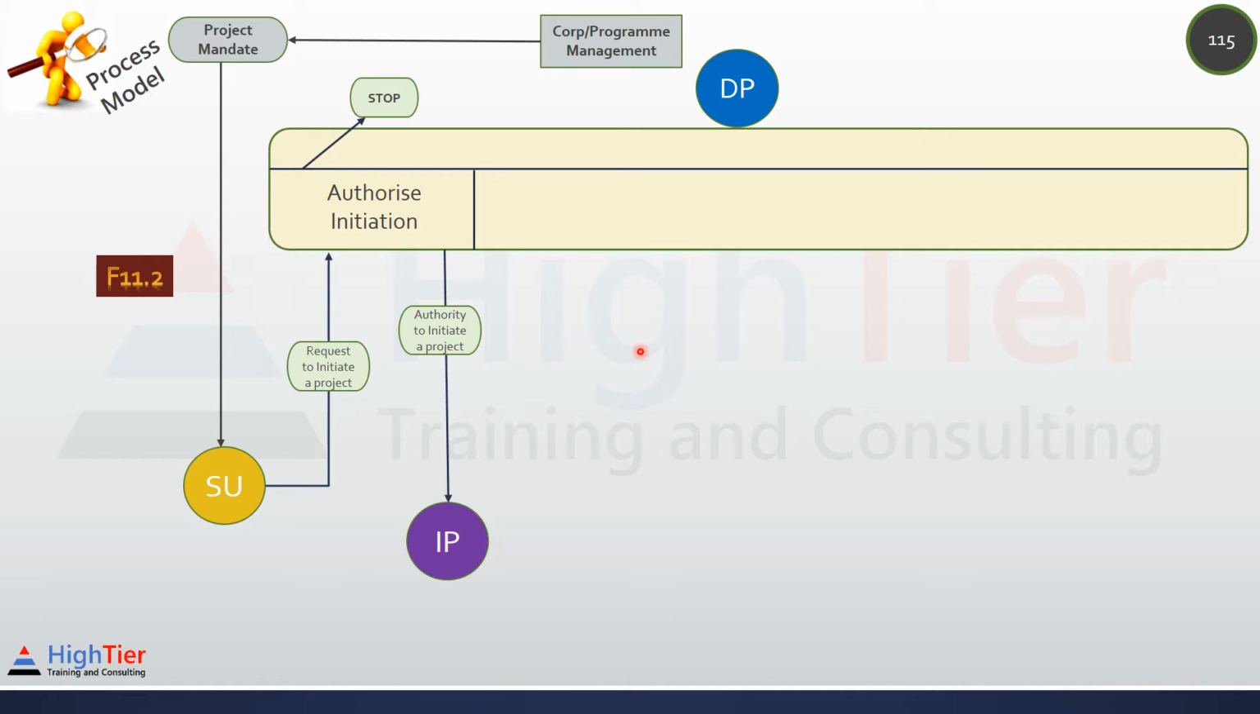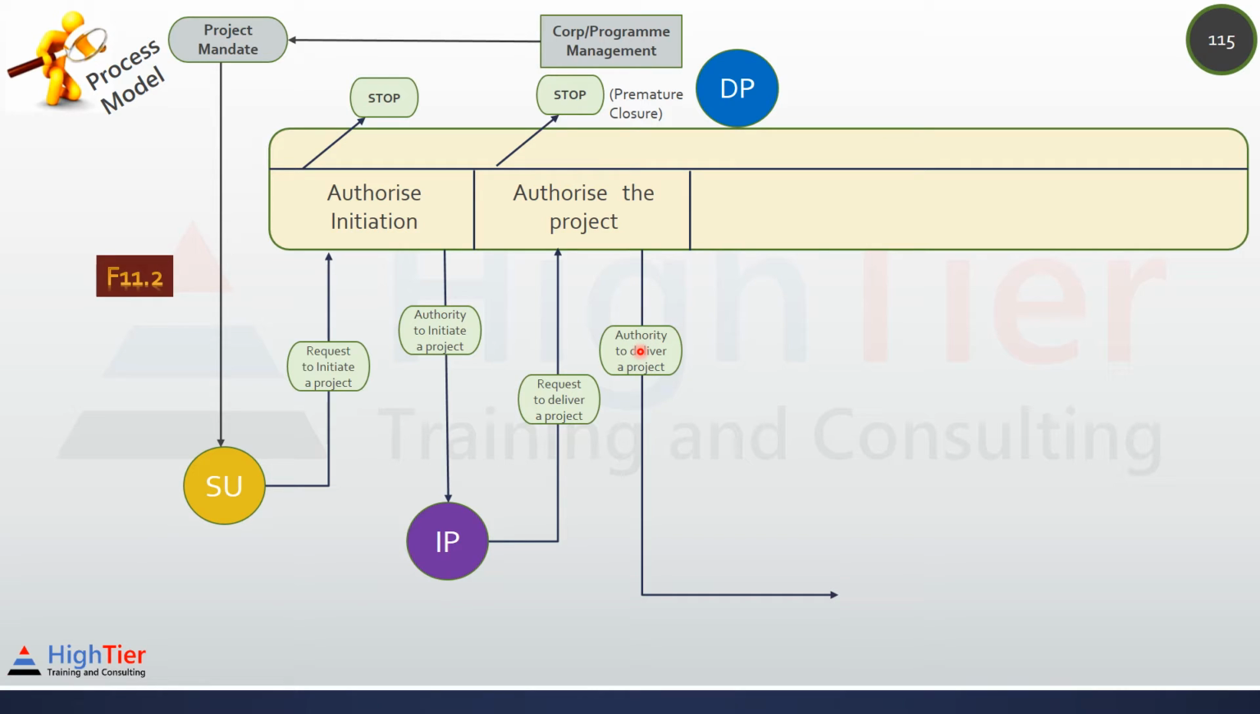Our objective is to get the project authorized for delivery. A request to deliver a project needs to be sent to the project board. The project board has to make a decision whether to authorize the project or not to authorize the project. IP is the official start of the PRINCE2 project. So, if the project board says stop, it is a premature closure. Let's be positive and say we got the authority to deliver the project.